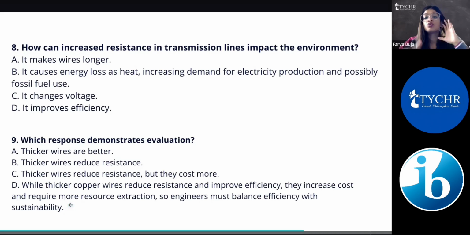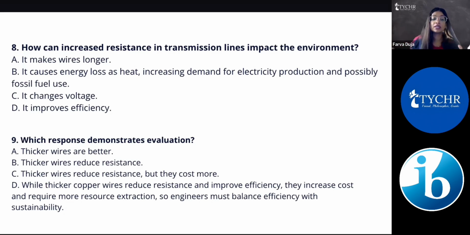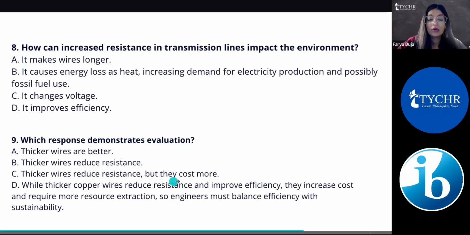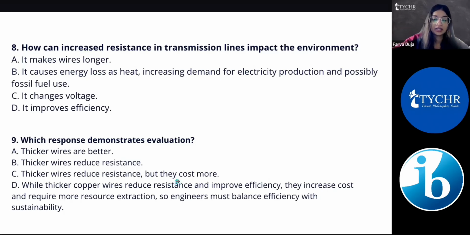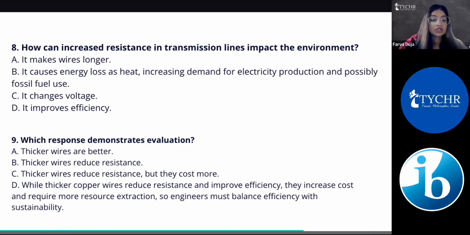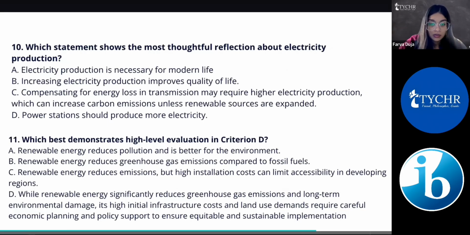So we should consider balancing the efficiency with sustainability. This is a conclusion sentence to your evaluation. The earlier lines could be you exploring a little bit why and how it improves efficiency, what are the disadvantages, what are the advantages, and then your final evaluation sentence is something that should look like option D. The other options are, quite honestly, a repeat of the same thing.